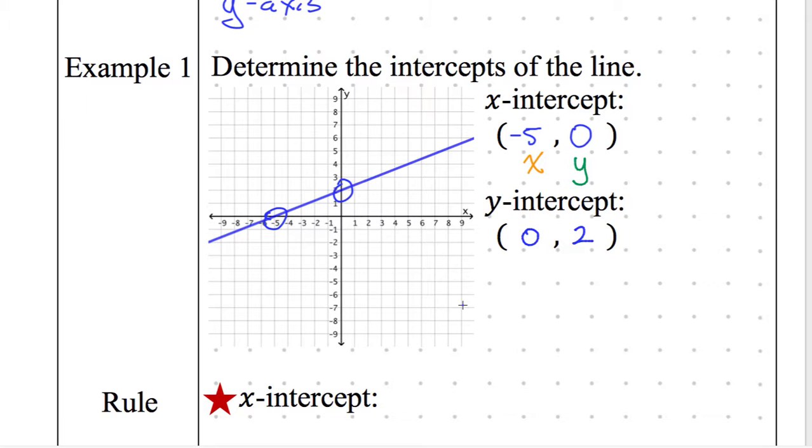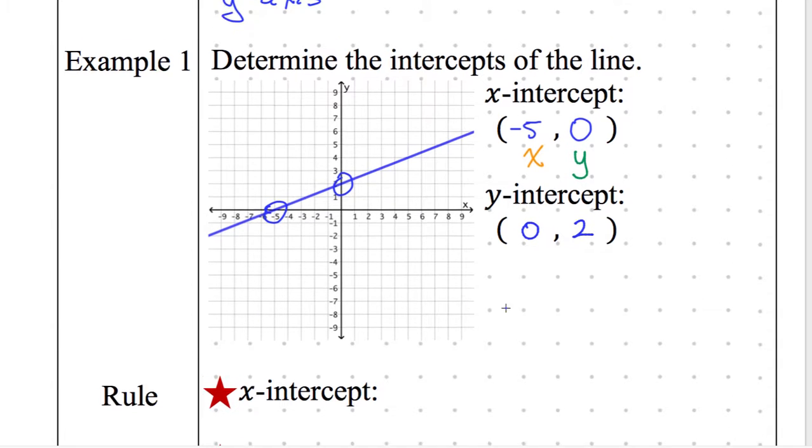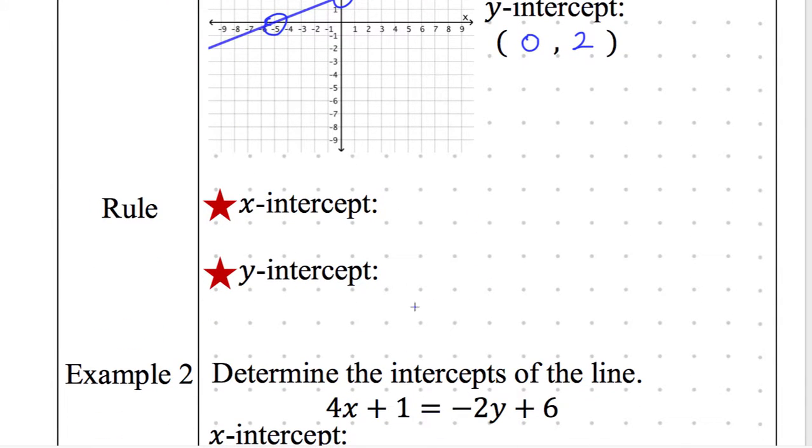So there they are. Questions now before we move on to the next topic? No questions? All right. So here is the rule that will be used next year, the year after, the year after. You need to know this for the rest of your mathematical career.